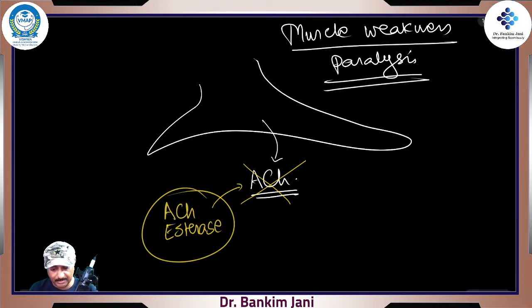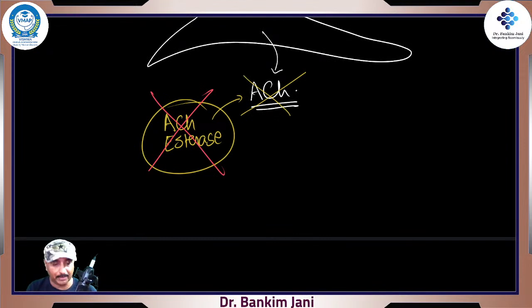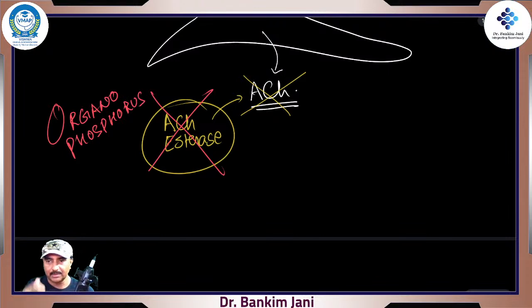Now, for some reason, what would happen if there is inhibition of this acetylcholinesterase, so that the acetylcholine is not destroyed? Say, for example, organophosphorus poisoning. All those cockroach killers, medicines, organophosphorus poisoning.